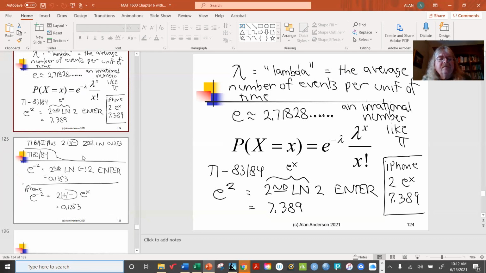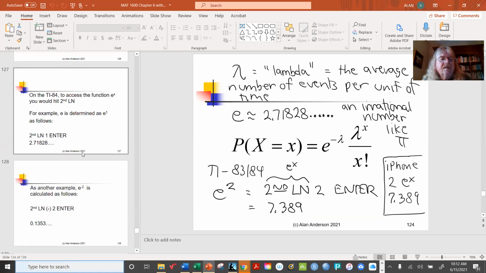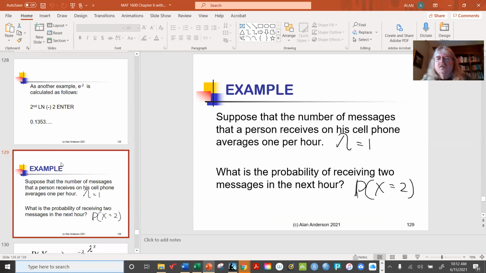And so in the problem that we did, we were told that the average number of messages that a person receives on his cell phone is 1 per hour. So therefore, that lambda parameter is equal to 1. The probability of receiving 2 messages in the next hour can be easily calculated with the Poisson distribution.